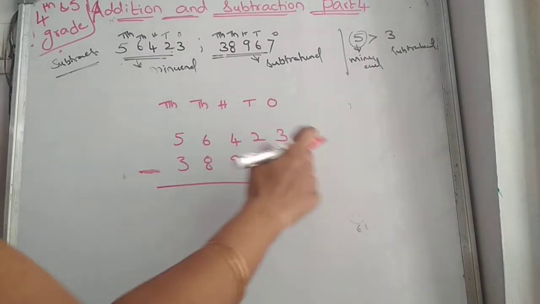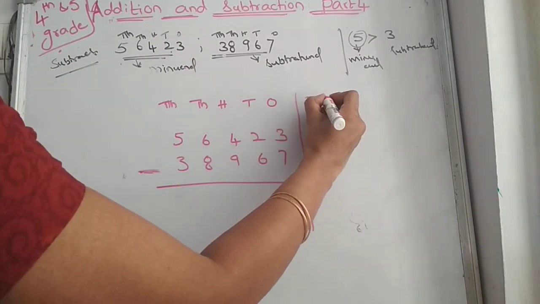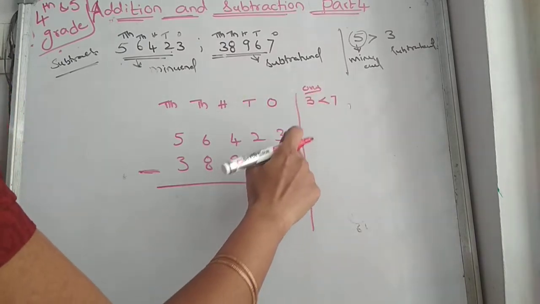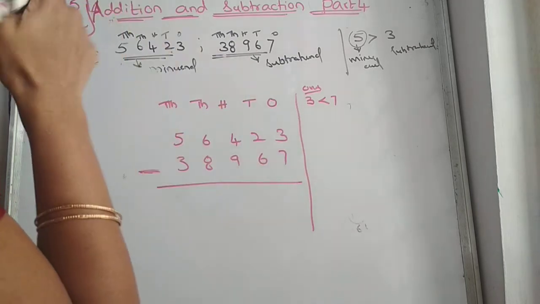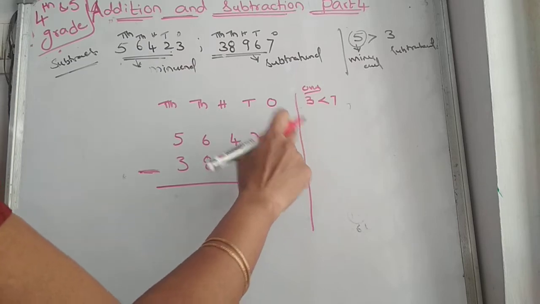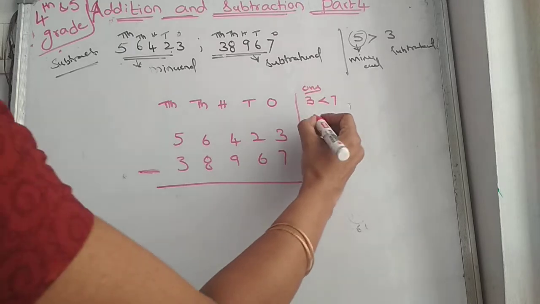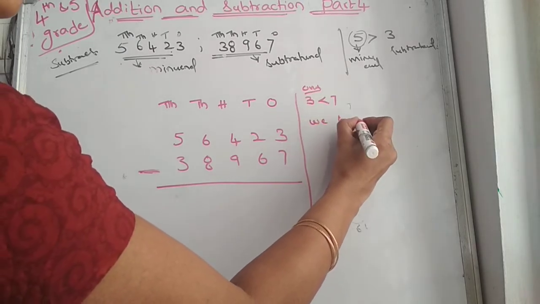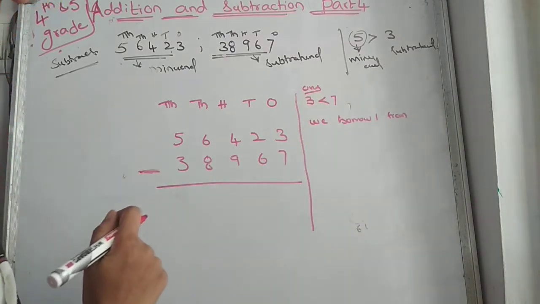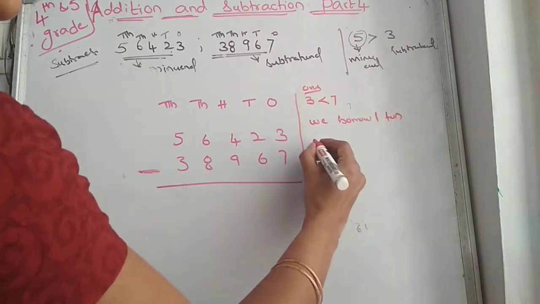Okay. See, ones place, please observe here. What happened in the ones place? 3 is less than 7. 3 is the small number, 7 is the big number. In subtraction, the first one is the big number and the second one is the small number. But here 3 is less than 7. What do we do? We borrow 1 ten.